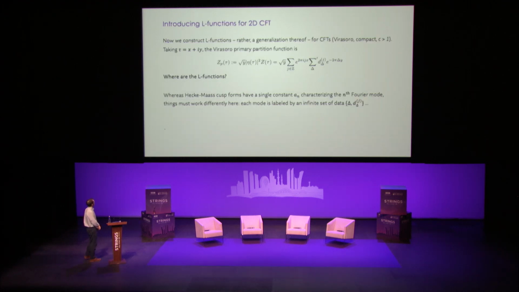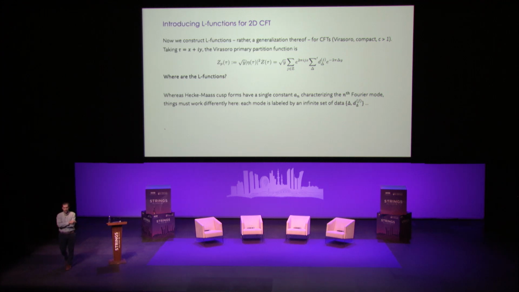Okay. Now, we're going to construct L functions for 2D CFTs. Again, I'm working in the generic setting: Virasoro, compact, central charge greater than 1. And so we will study the Virasoro primary partition function. So you take your partition function, you hit it with root y eta squared, where y is Im tau for this talk. And this counts primaries dressed by some root y, and so there's some expansion in exponentials here.